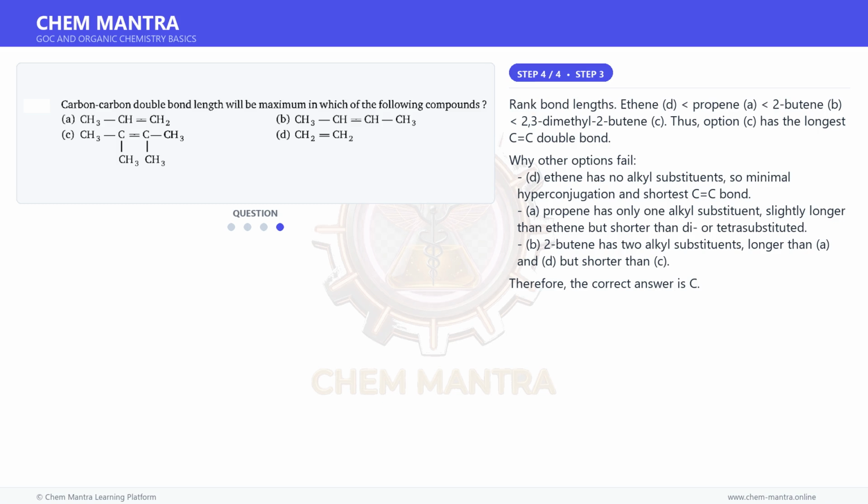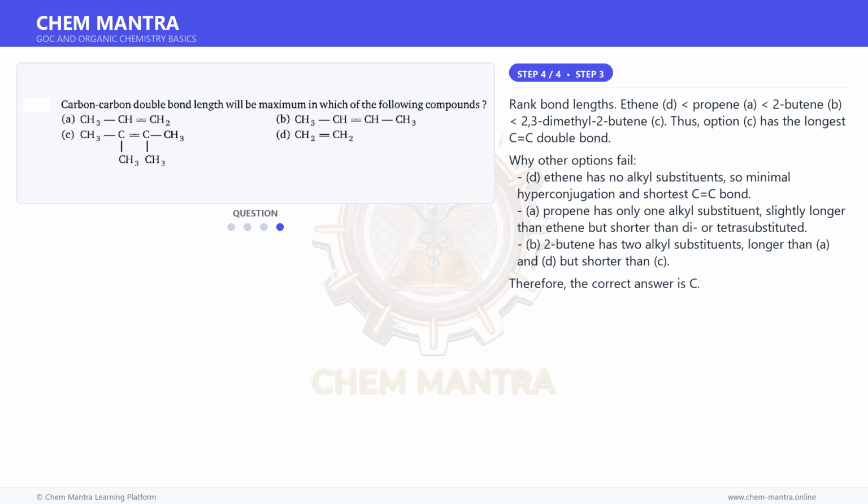And for the final step, rank bond lengths. Ethene, D, < propene, A, < 2-butene, B, < 2,3-dimethyl-2-butene, C. Thus, option C has the longest C=C double bond. Why other options fail? D.